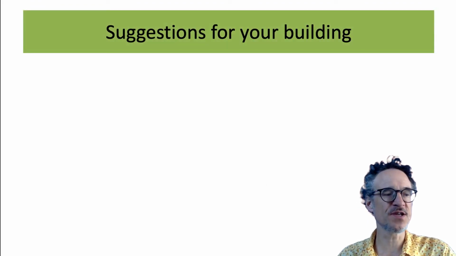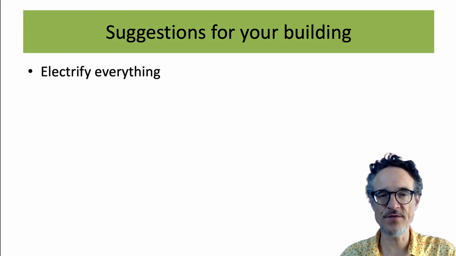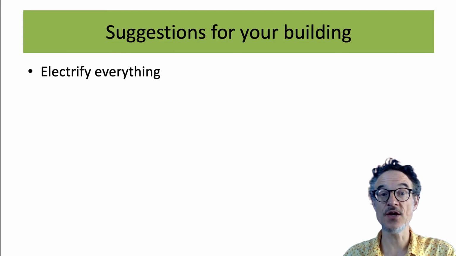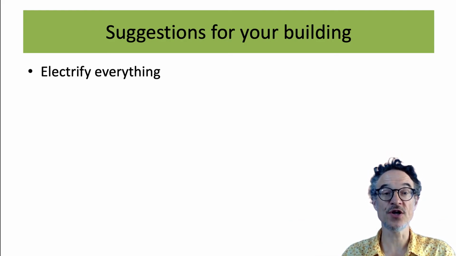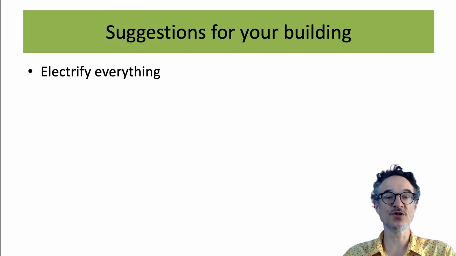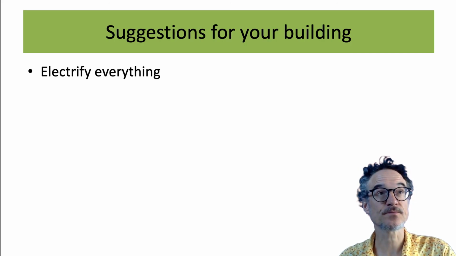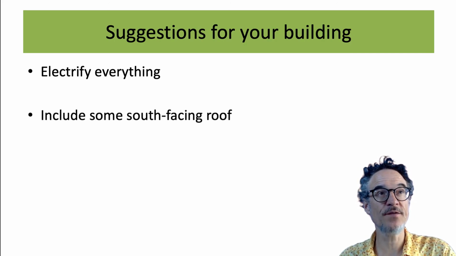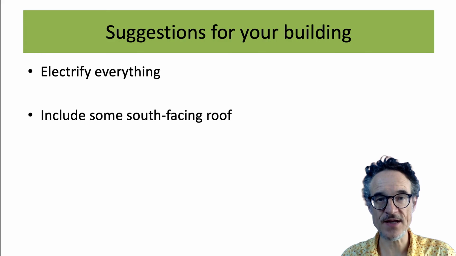So just a couple of suggestions for your building. One of them is to electrify everything. If you can use electricity, then electricity may be a very good thing to use for the future. As we get solar panels, as we get more renewable energy, that's going to be electricity. So if you can make a house that can use electricity, then it will be able to use solar power or wind power or nuclear power or whatever kind of power we use. And if you can put solar panels on your roof when you're building, that's a good idea.